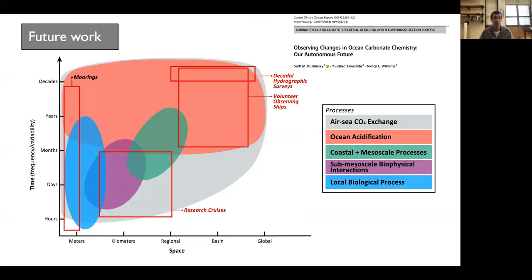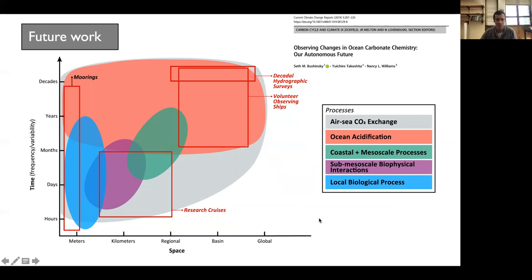Now, in thinking about future work, this is a diagram that we published a few years ago in a mini review of how autonomous vehicles are measuring the carbonate chemistry in the ocean. So this is work with Yuri Takashita and Nancy Williams.